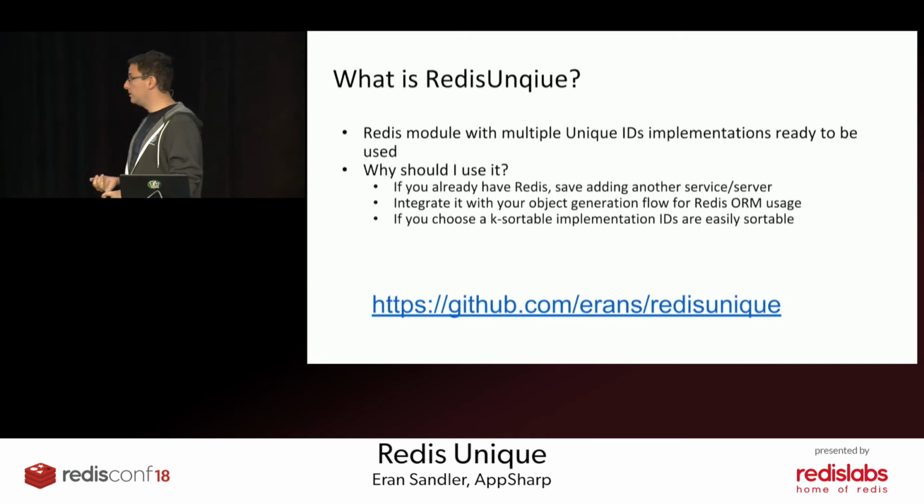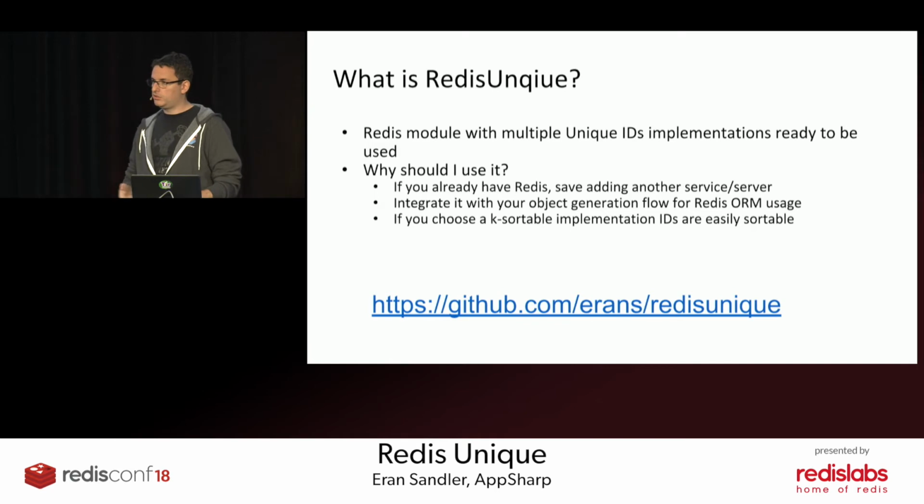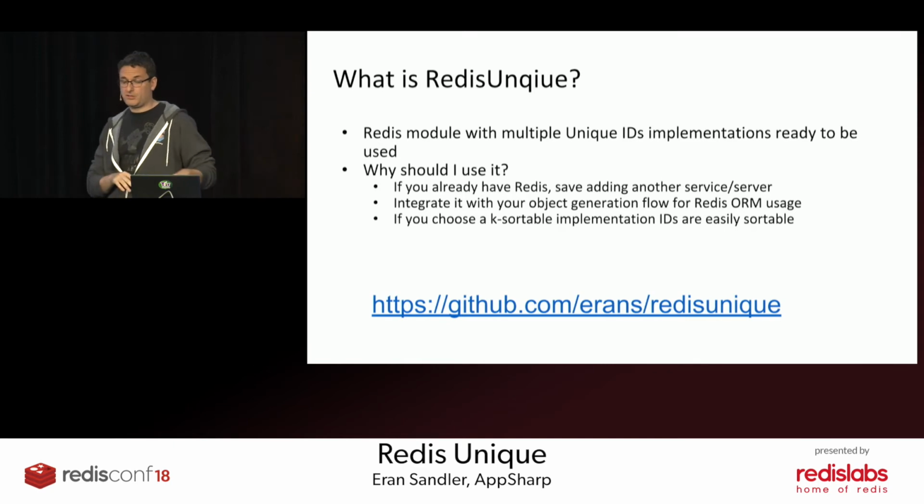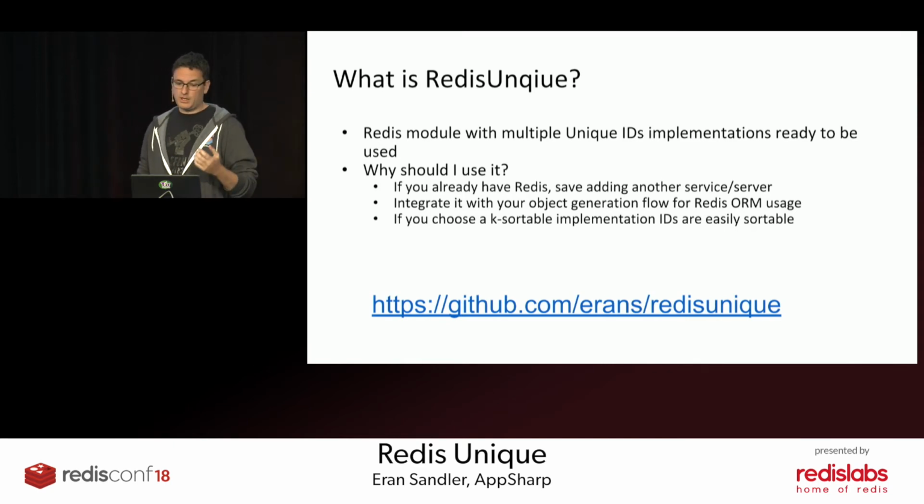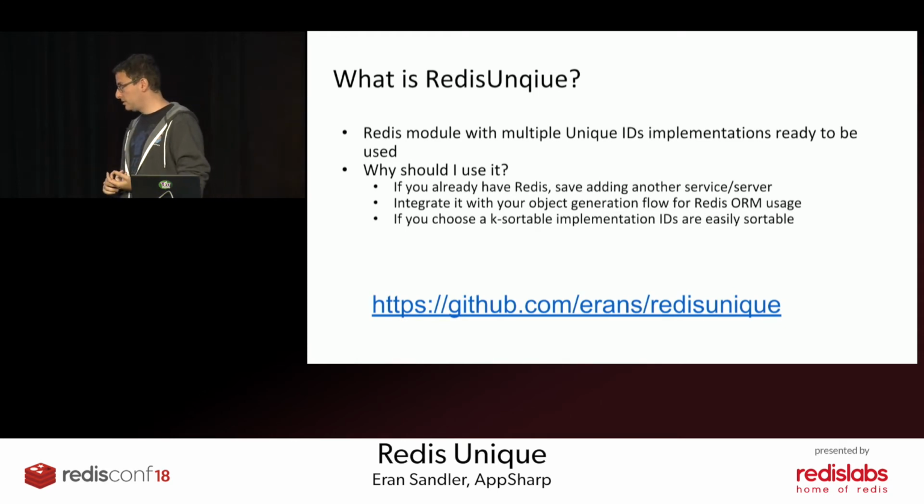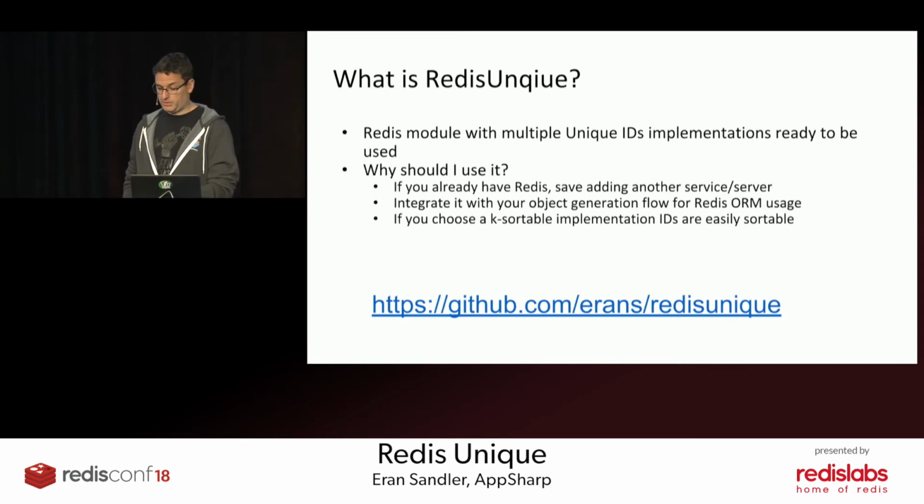You can integrate it if you're storing ORM information on Redis, either for caching or for any other reason. You can integrate that inside the generation of the data. So it's kind of like having your auto increment field in MySQL, where you just insert data and it will generate the ID for you. Then you can do the same thing here. And if you choose one of the K-sortable implementations, then you get IDs that are sortable, which is obviously cool and useful in a lot of cases.